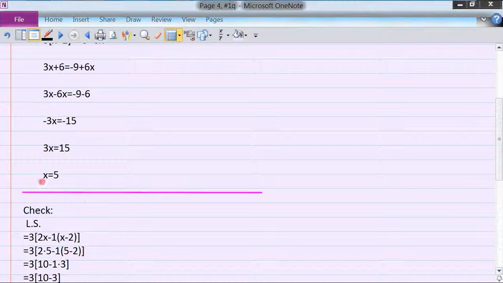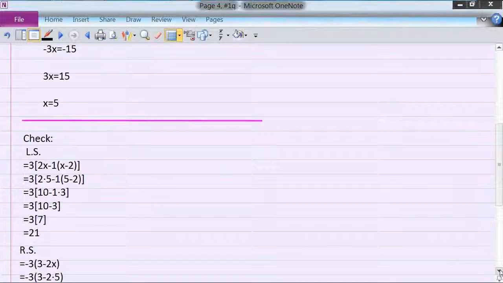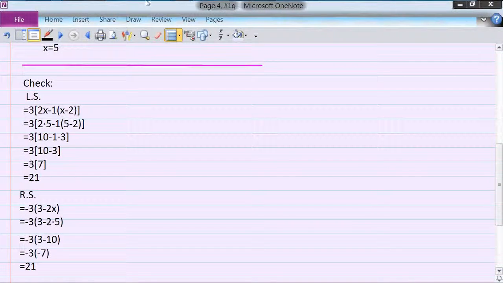If this answer were not correct, then the left side would not equal the right side. So the first thing you do is check the answer, or work out the answer, and then check it by substituting it, replacing the variable. And that's what we've done here.